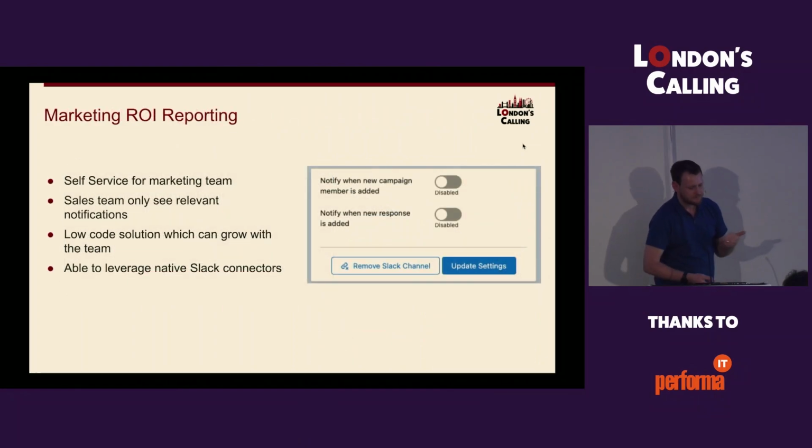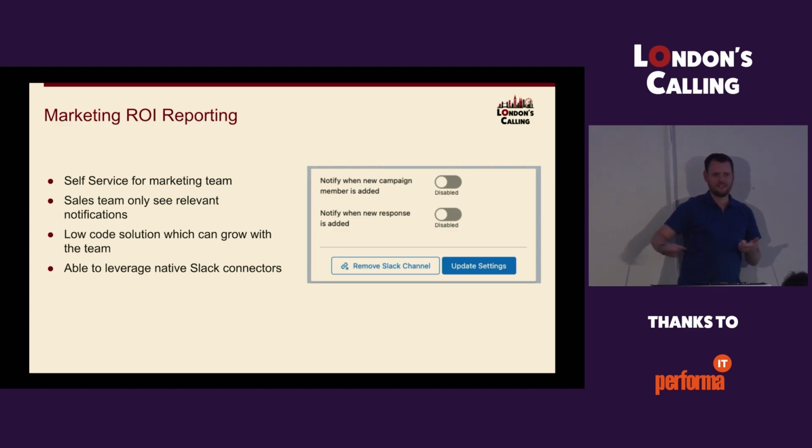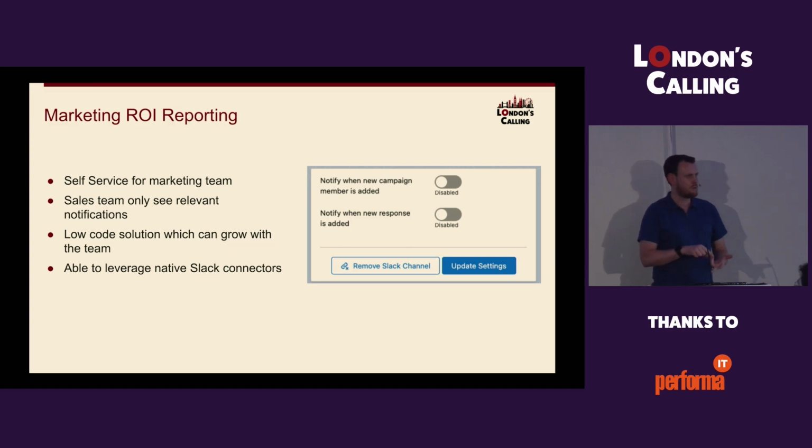So from this example, we've allowed the marketing team to self-service. The sales team is seeing the relevant stuff because it's going into the Slack channels that they care about. We've built something that's low code. We've got some code in there. We're using some components also from UnofficialSF, which I'll talk about later, to give us a little bit more configuration options than we've got out of the box. And we're able to leverage the native Slack stuff.